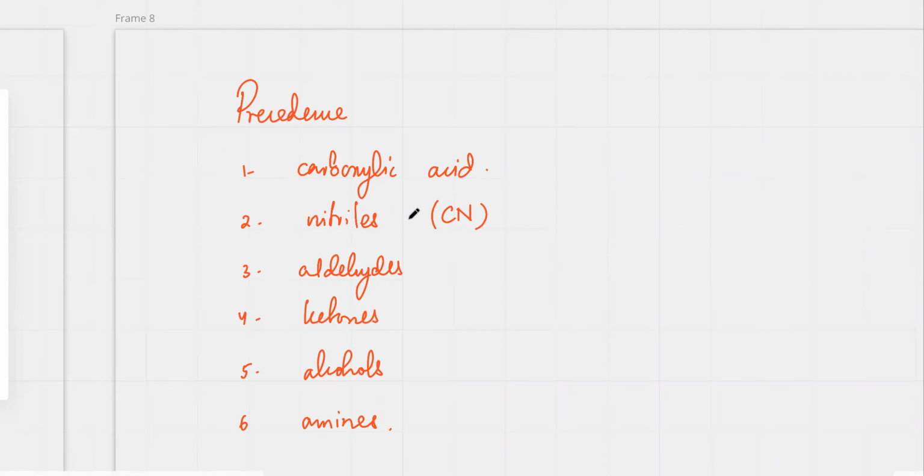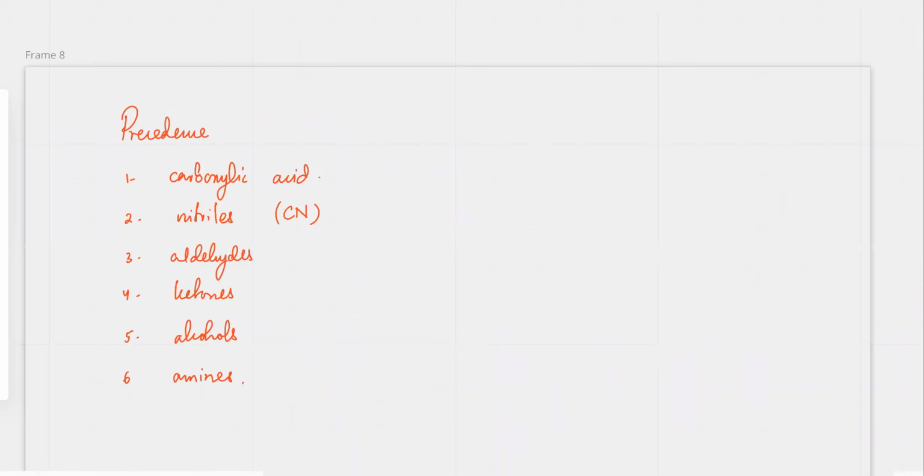Even nitriles are not important. You don't really study nitriles as a functional group in organic chemistry. Just one or two places where nitriles come in. So that's your precedence. And let me explain what precedence is.